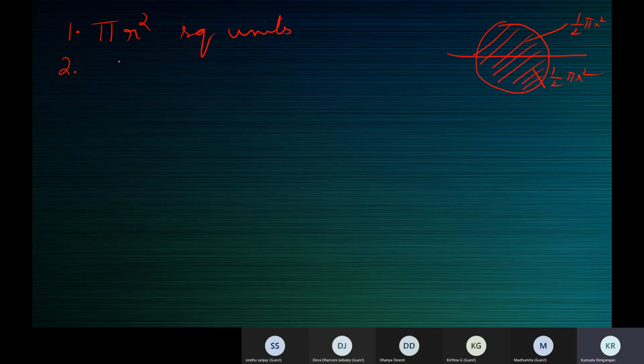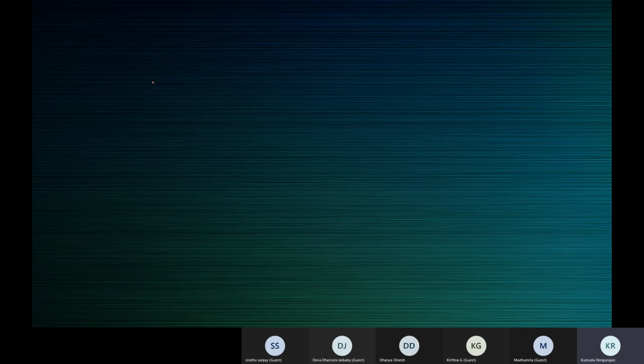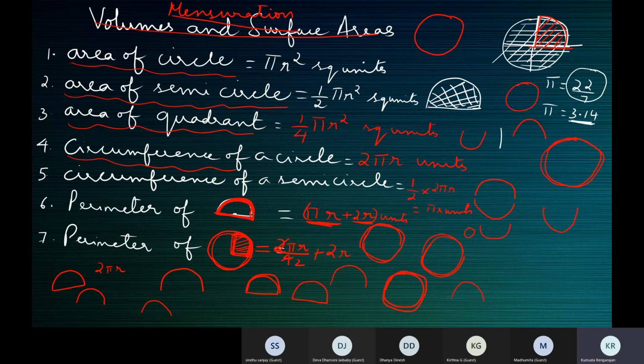When we say area of a semicircle, we are actually talking about the semicircular region, and for a circle, the circular region. We are not talking about the semicircle outline. We are talking about the semicircular region. This area is half of pi r square. You should draw the figure beside it, then only you'll understand which area you're talking about.